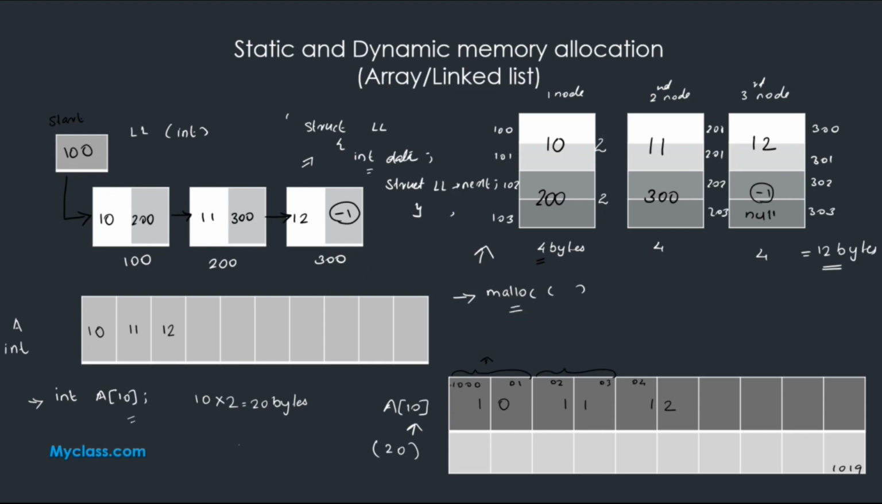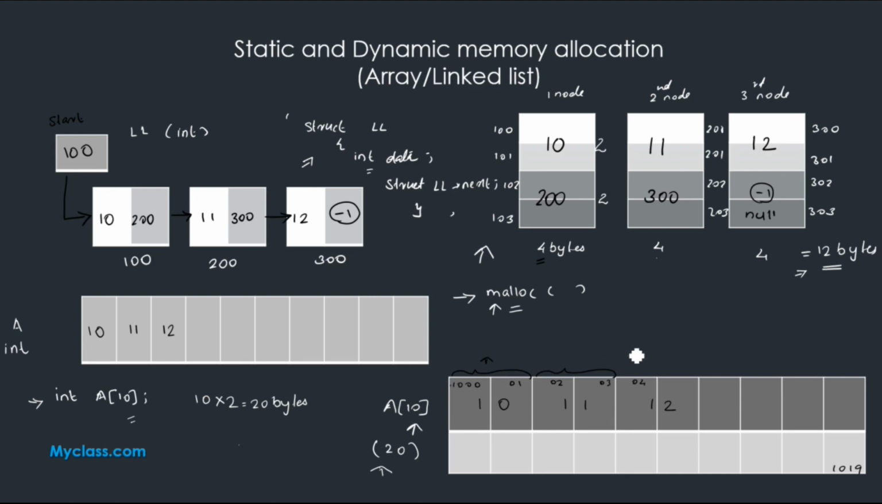Then if we want another node, we execute the malloc statement again and get another 4 bytes, and for the third node we get another 4 bytes. So if we want 3 nodes, we get 12 bytes for storing our data. We get each node's memory space only by executing the malloc statement in the program. This is dynamic memory allocation. In static memory allocation, at compilation itself, we get that 20 bytes, but in this we get only 12 bytes after creating all the nodes. Clear? So this is dynamic memory allocation and this is static memory allocation.